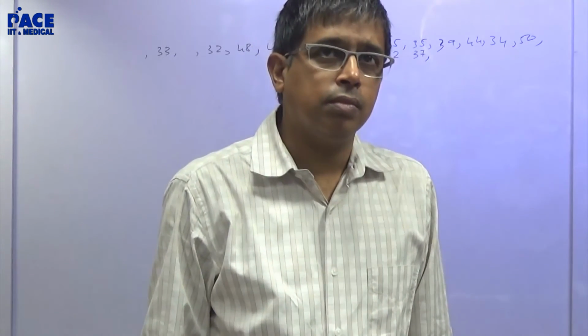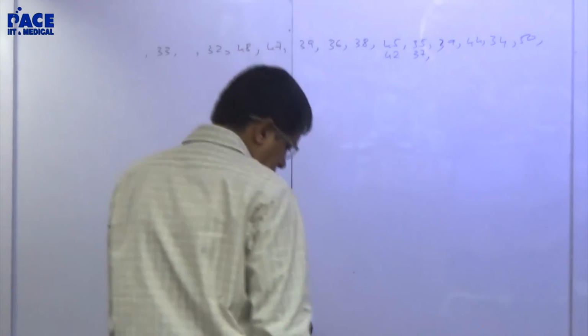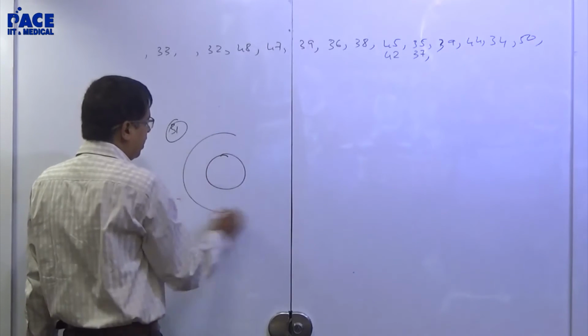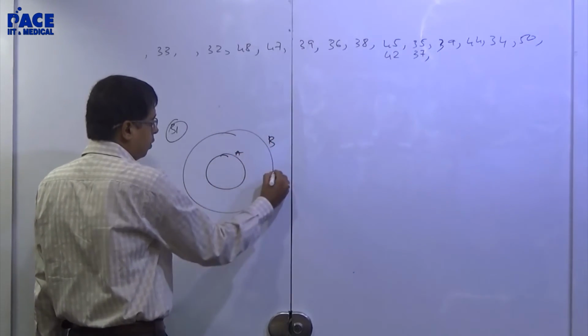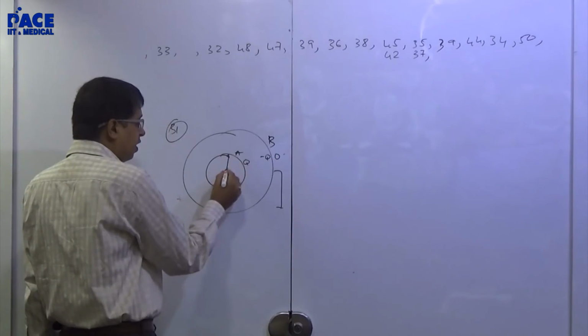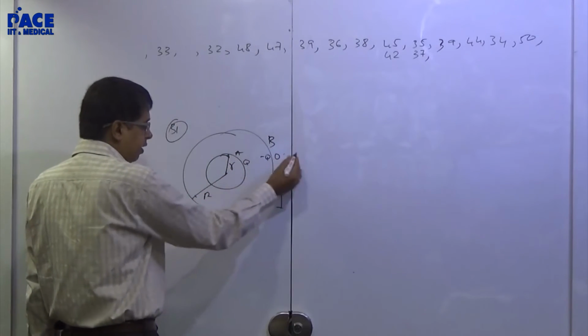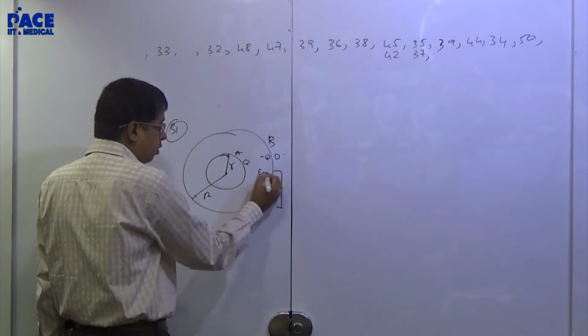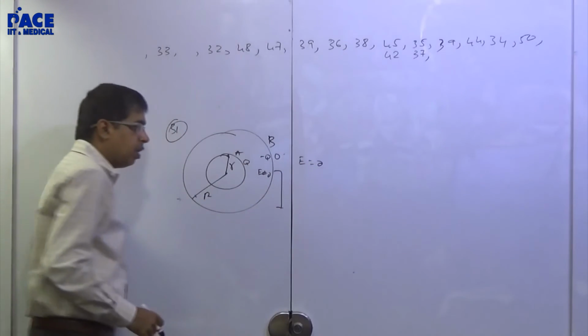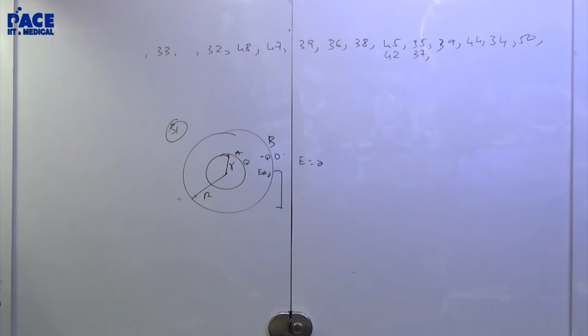Question number 31, the field inside B is 0. Can you explain that one? If this is A and this is B, you have grounded this. This is Q minus Q0. Now the field will not be 0 anywhere inside. Here the field will be non-zero, because of this. Here the field will be 0. Outside the field will be 0.